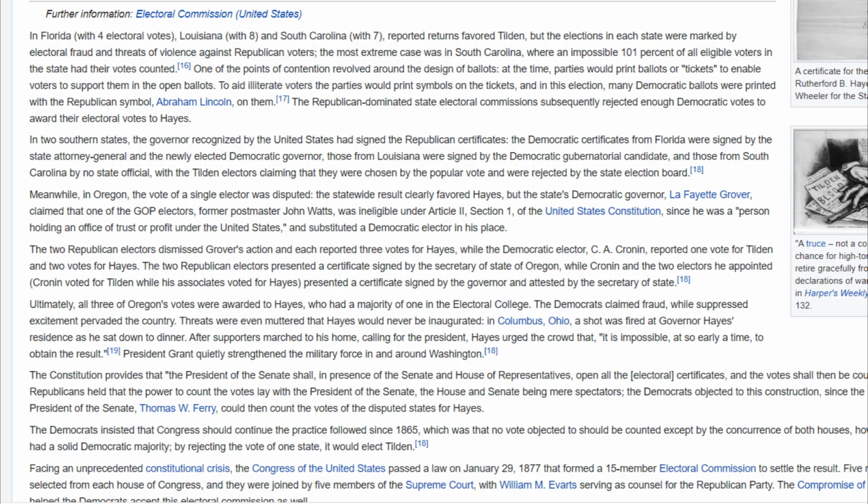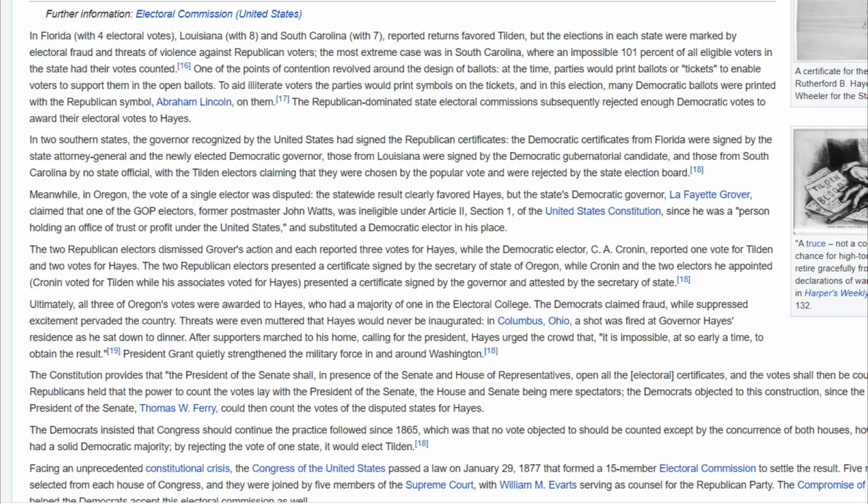In 2 southern states, the governor recognized by the United States had signed the Republican certificates. The Democratic certificates from Florida were signed by the state attorney general and the newly elected Democratic governor. Those from Louisiana were signed by the Democratic gubernatorial candidate, or the guy who ran for governor in that election. And those from South Carolina by no state official. They were just sent, with the Tilden electors claiming that they were chosen by the popular vote, and they were rejected by the state election board.